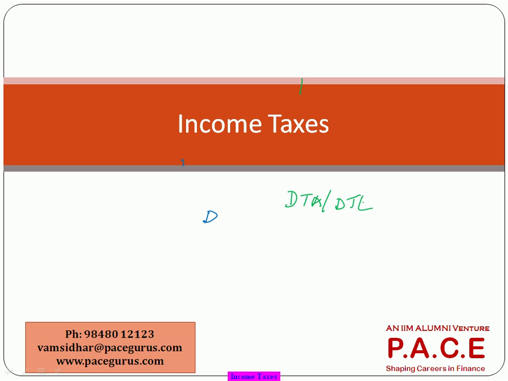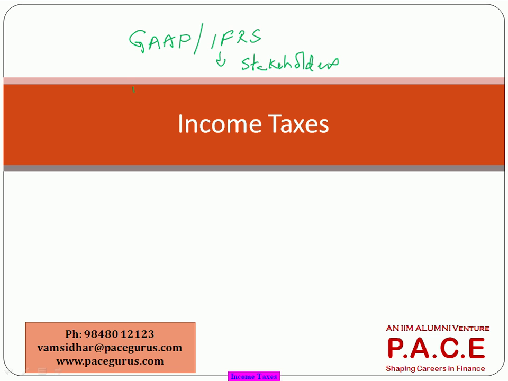Now, before we actually start off, there are three things that we have to understand regarding taxes. We are preparing one set of financial statements containing the balance sheet, income statement and cash flow statement. These financial statements are prepared based on either GAAP or IFRS standards, primarily from the perspective of stakeholders, analysts, or shareholders of the company, purely as per the financial reporting standards.